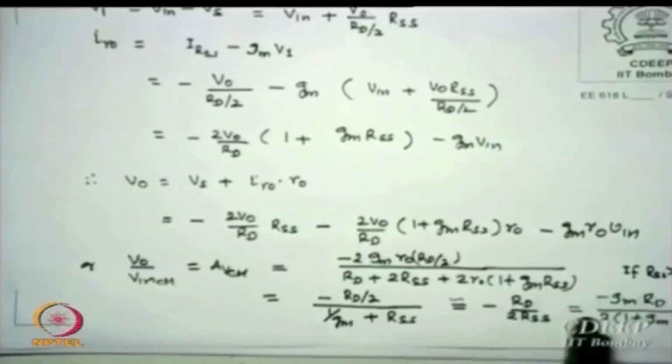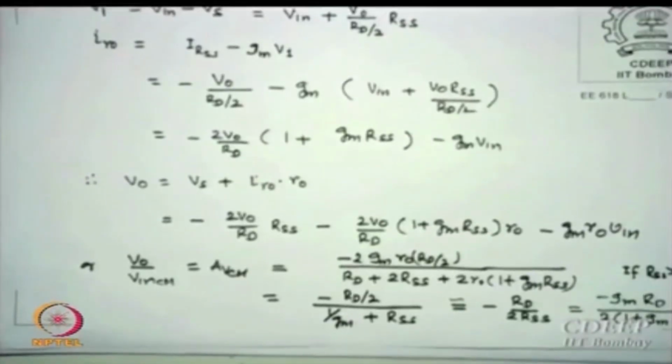minus GM RD upon 2 times 1 plus GM RSS, or if you say this is also true, then it is minus RD by 2 RSS. This is the same thing we derived for source degeneration: load resistance divided by source resistance. However, why did we actually derive this? Because now we say that this AVCM is not 0. Is that point clear? We are now saying that at one end at least the voltage is RD by RSS, because RSS is not infinite. This is the most important part which I want to explain.